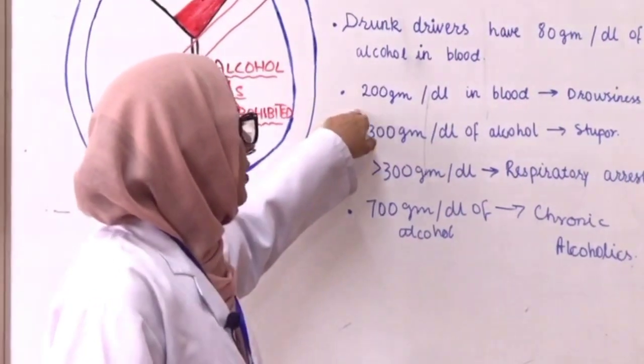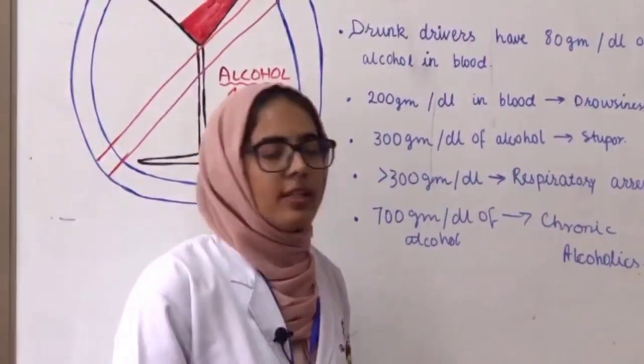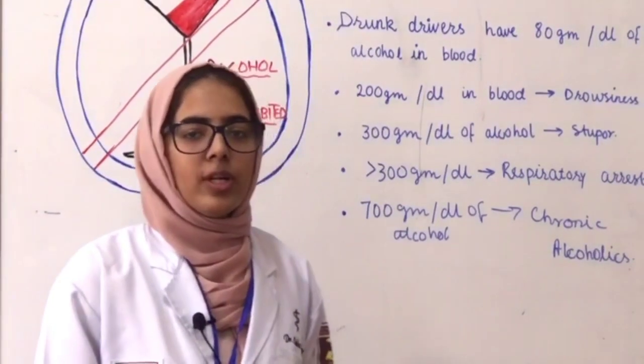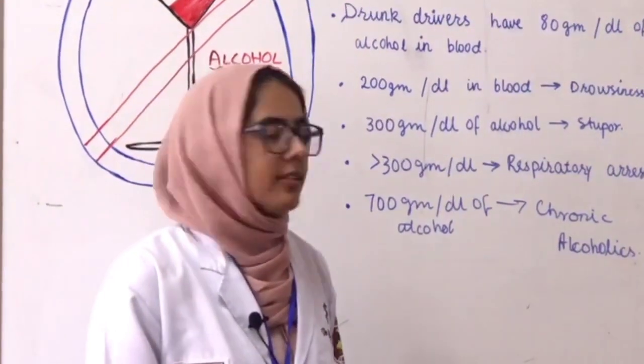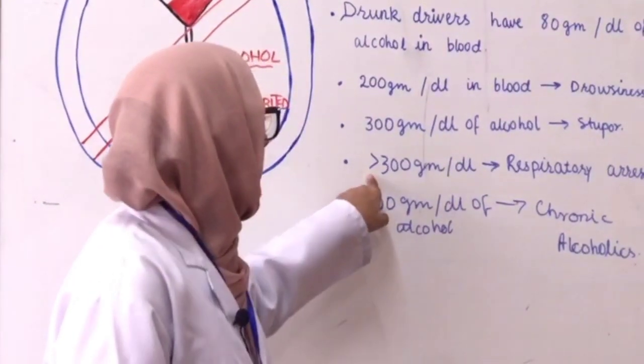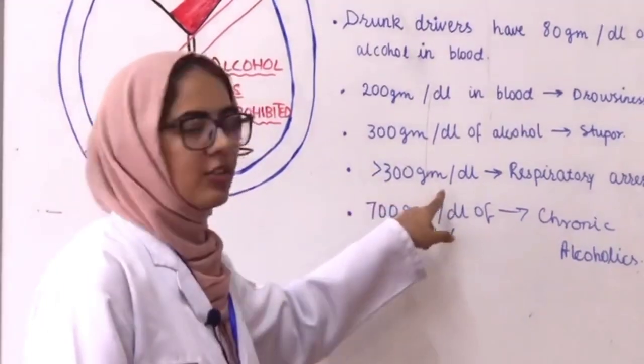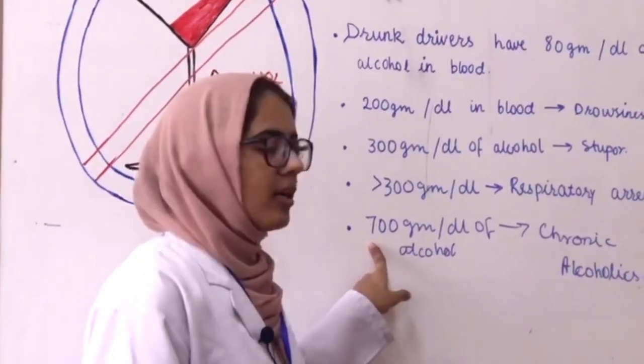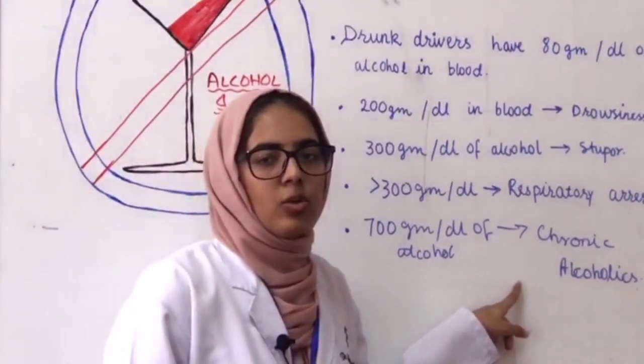200 gram per deciliter of alcohol in blood will lead to drowsiness, and 300 gram per deciliter of blood will lead to stupor, which is a state of unconsciousness, and greater than 300 gram per deciliter will lead to respiratory arrest, and 700 gram per deciliter of alcohol in blood are chronic alcoholics.